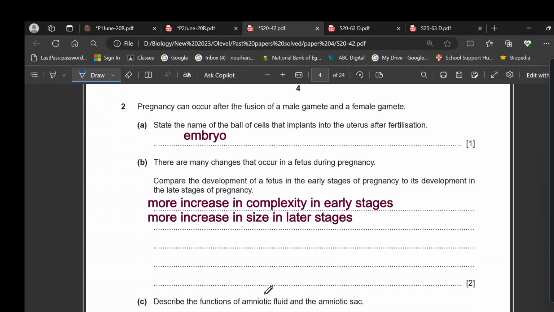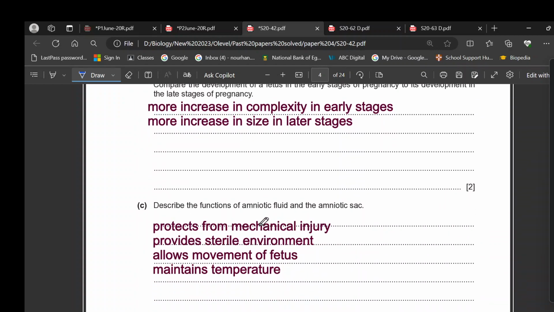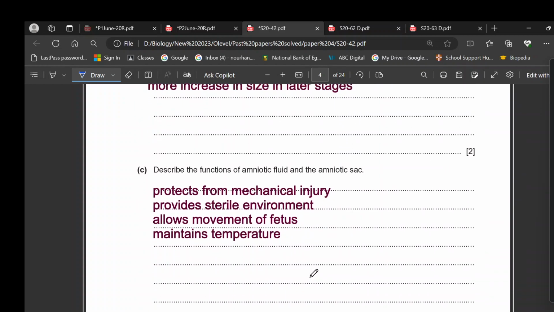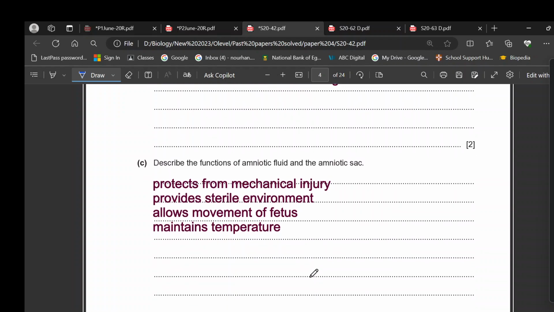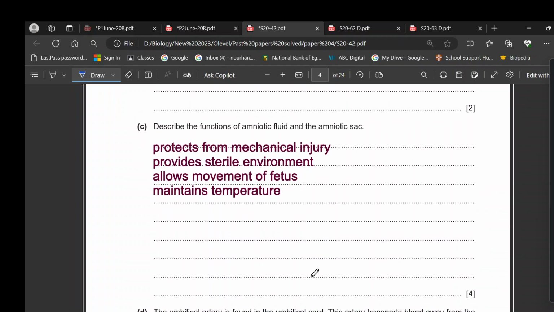Okay. Describe the function of the amniotic fluid and the amniotic sac. We said that the sac produces the fluid and it prevents the entry of pathogens to the baby. The fluid, what does it do? It allows the movement of the baby. It maintains temperature. It provides a sterile environment, okay? Protects from mechanical injury. All of this is correct. We need 4 points.